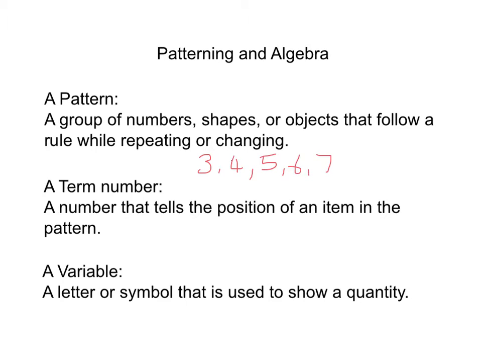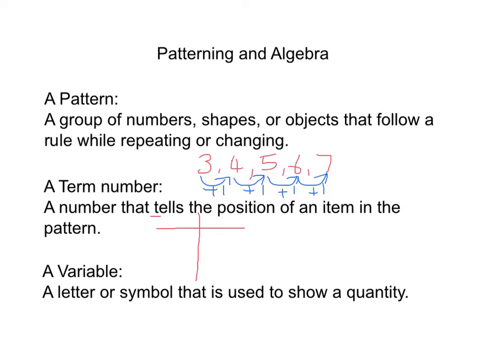And again, the pattern still only increases by adding 1. And again, we're increasing the pattern as we go through. So this is our pattern. That is how our pattern is increasing as it goes through. The term number is where the pattern is.